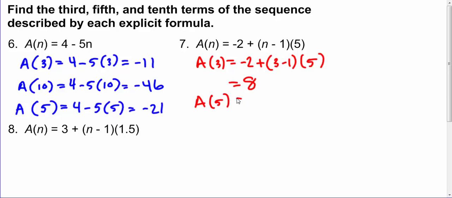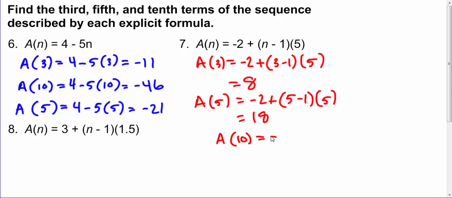A of 5 would be negative 2 plus 5 minus 1 times 5. 4 times 5 is 20. Subtract 2, we get 18. And then finally, a of 10 is negative 2 plus 10 minus 1 times 5. That's 45 minus 2, or 43.